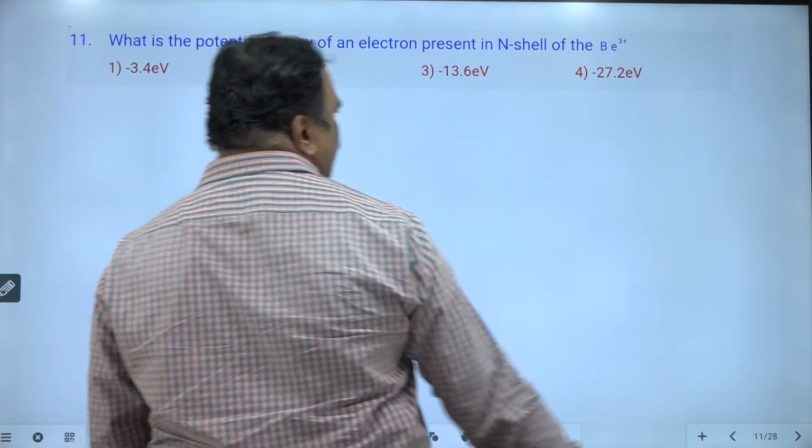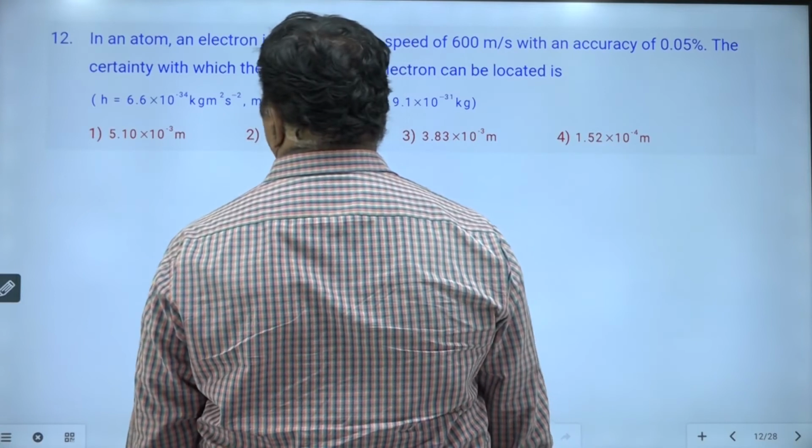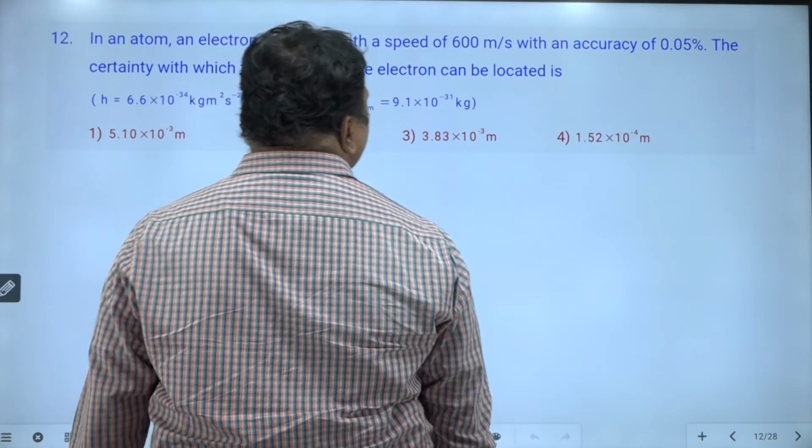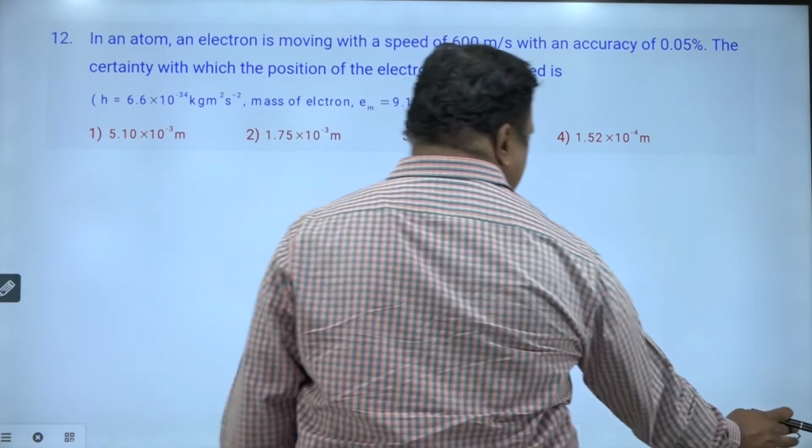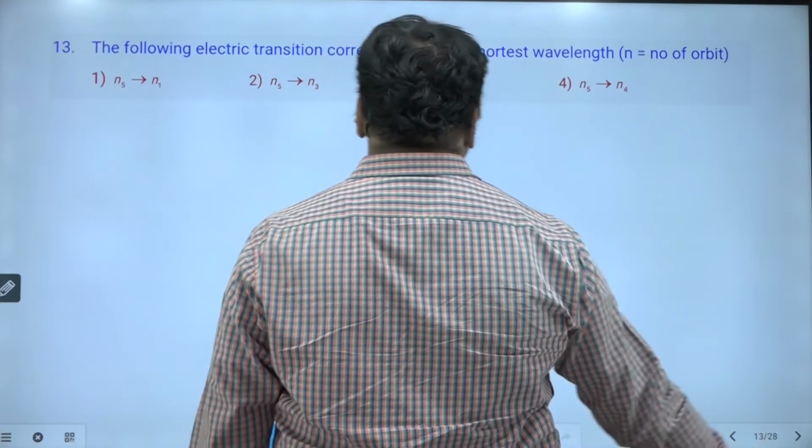What is the potential energy of electron? The concept is not over. An atom moving at a speed of 600 with accuracy. This is the Heisenberg uncertainty principle.